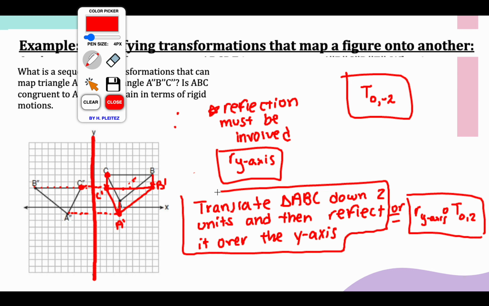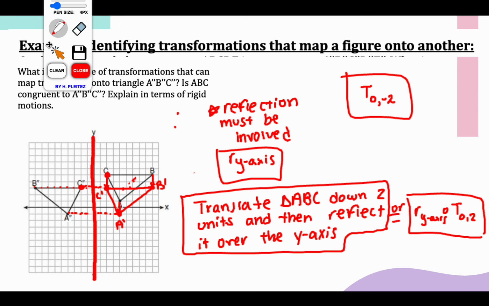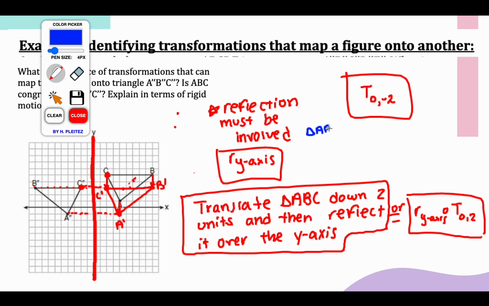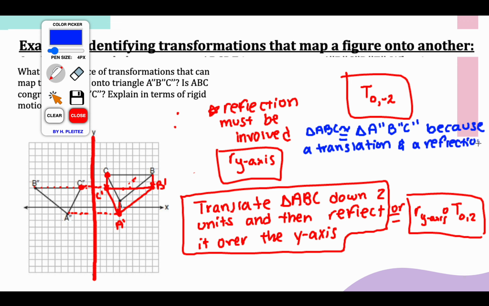explain in terms of rigid motions why these are congruent. So in this case, we have to add on to our explanation. I'll do that part in a different color, so let's do this in blue. Triangle ABC is congruent to triangle A double prime, B double prime, C double prime, because a translation and a reflection are both rigid motions.